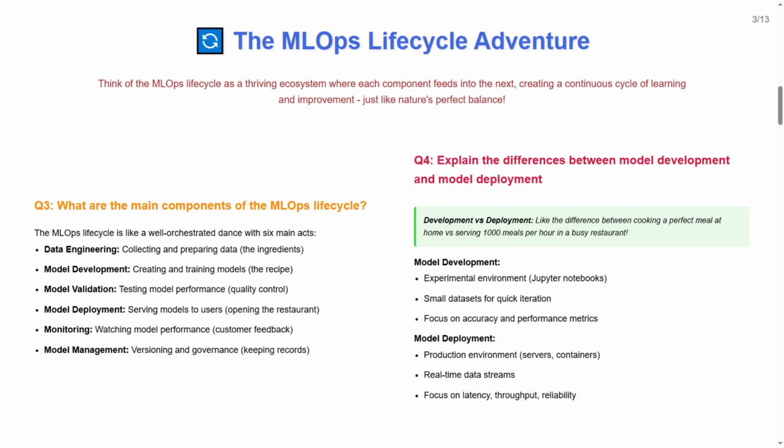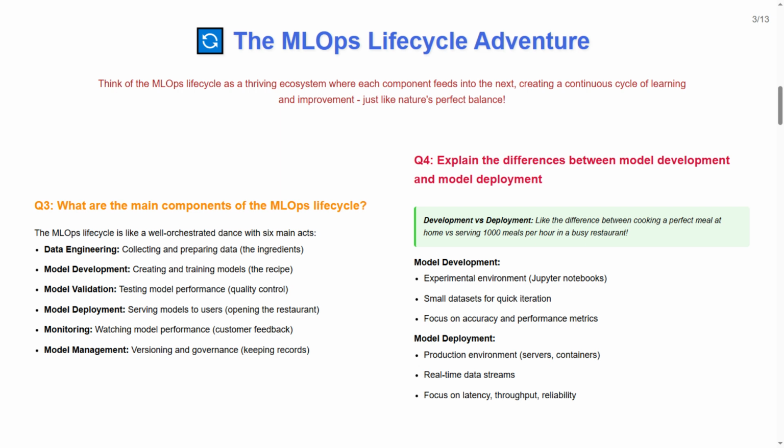Fourth question, explain the differences between model development and model deployment. Let's check the analogy section. Development versus deployment. Like the difference between cooking a perfect meal at home versus serving 1,000 meals per hour in a busy restaurant.